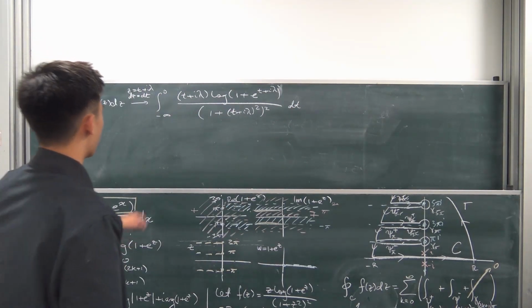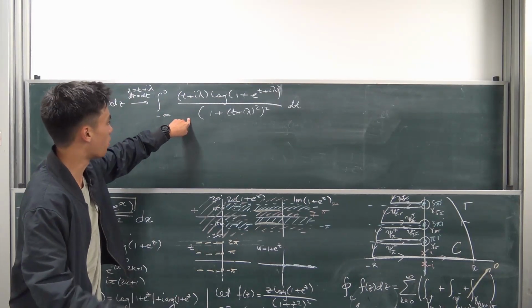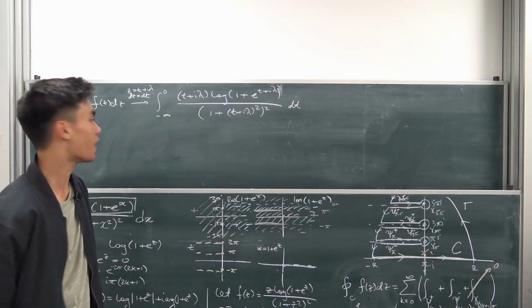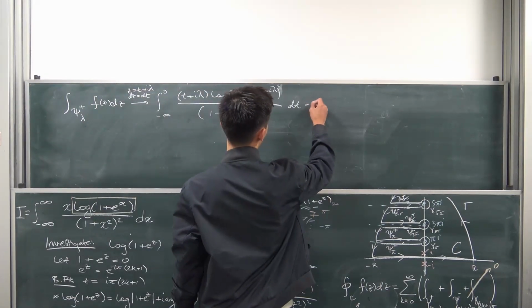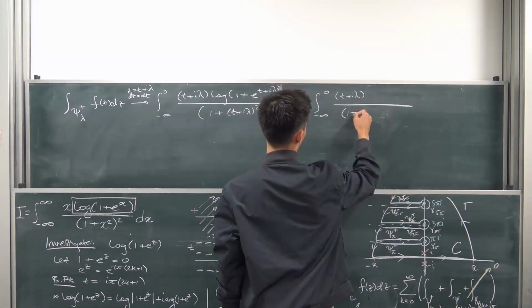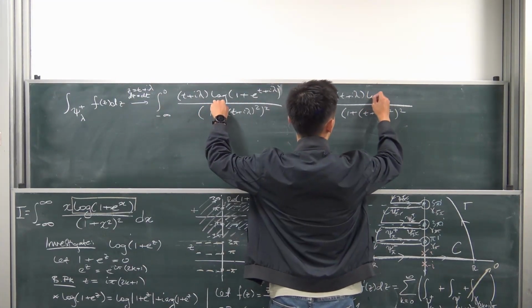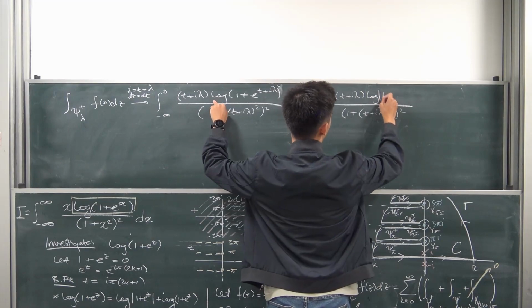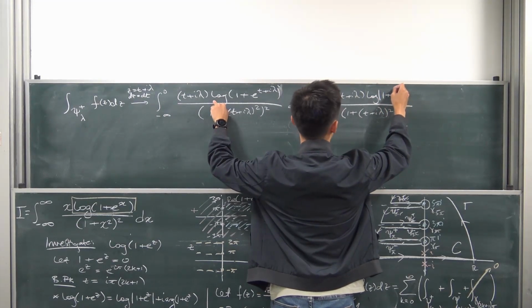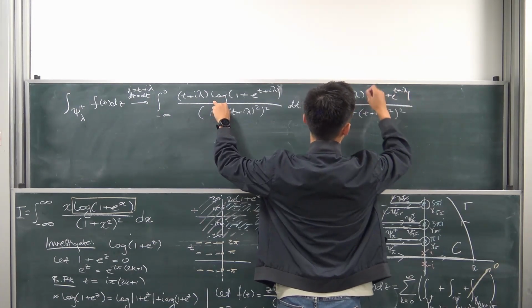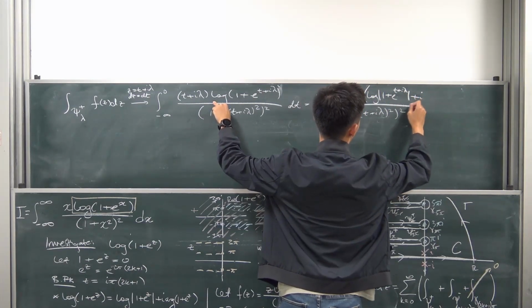Now we can take a look at this logarithm here more carefully, because remember the logarithm, we can write it as the log of the absolute value plus i times the argument. If we do that over here, we're going to get the integral, but instead of just this logarithm, we're going to write the logarithm of the absolute value of the stuff inside, so 1 plus e to the t plus i lambda, but then we're going to add this guy with i times the argument.